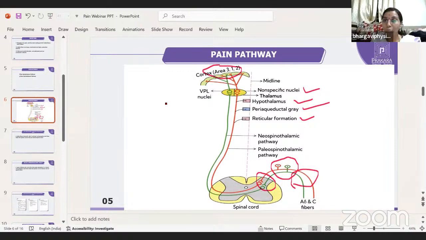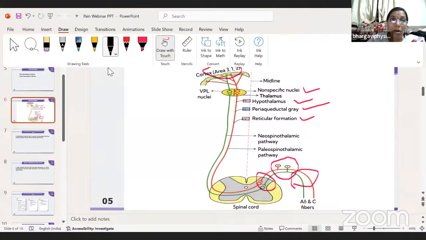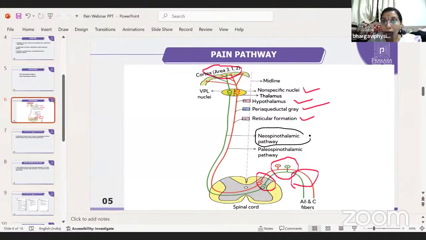This is regarding the paleo-spinothalamic pathway. So, now we have cleared till here. Now we are going to study the neospinothalamic pathway. Which type of sensation is it going to carry? Fast pain sensation is going to be carried by our neospinothalamic pathway.